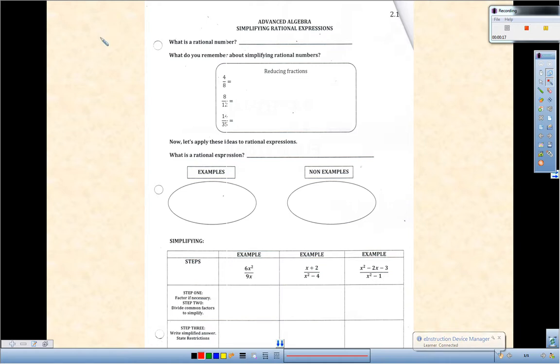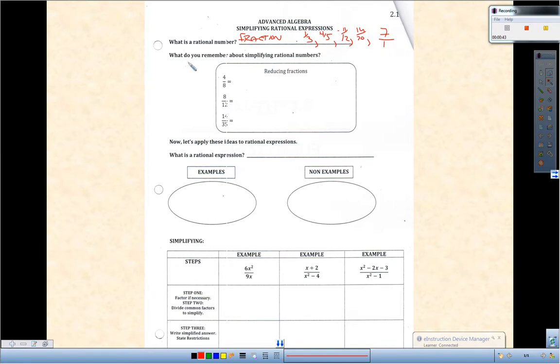Well, the simplest definition for a rational number is simply a fraction. So, for example, 1/3 is a rational number, 4/5 is a rational number, negative 11 over 12 is a rational number, 14 over 20 is a rational number, even 7 is a rational number because you can make this a fraction by simply putting it over 1.